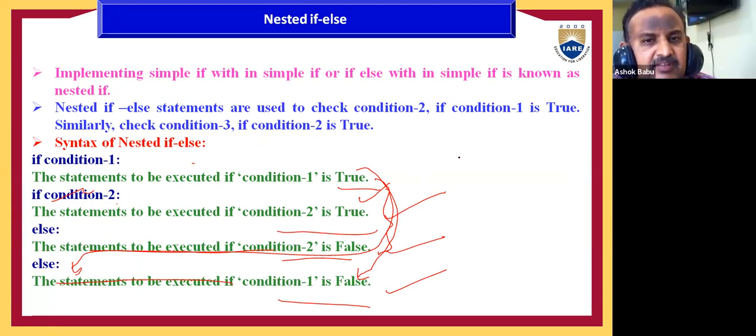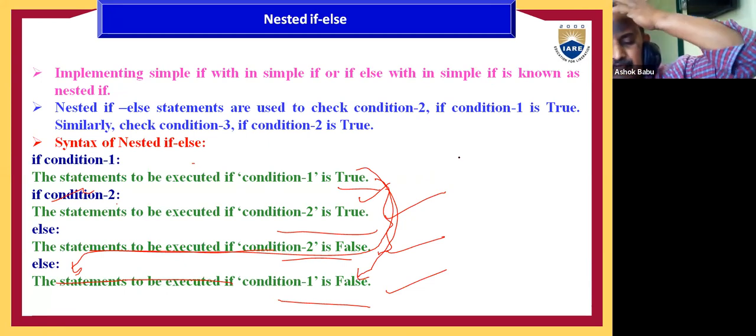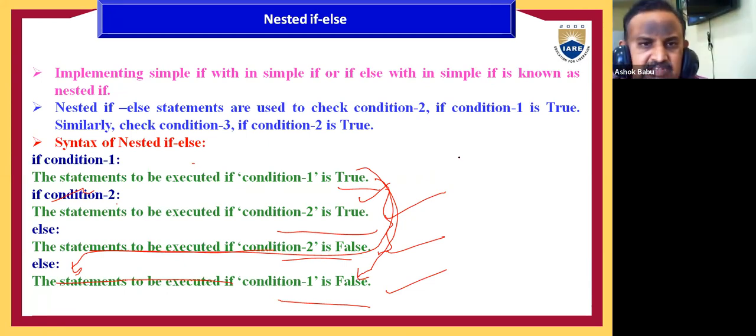Nested if else statement: implementing a simple if within a simple if, or if else within a simple if, is known as a nested if statement. Write the syntax for the nested if else. If condition 1, the statement to be executed if condition 1 is true. If condition 2, the statement to be executed if condition 2 is true. Otherwise, go to the else: the statements to be executed if condition 2 is false. Else, the statement to be executed if condition 1 is false.